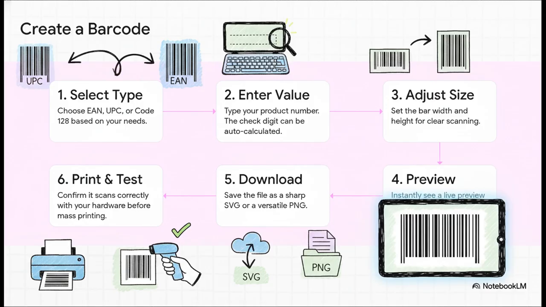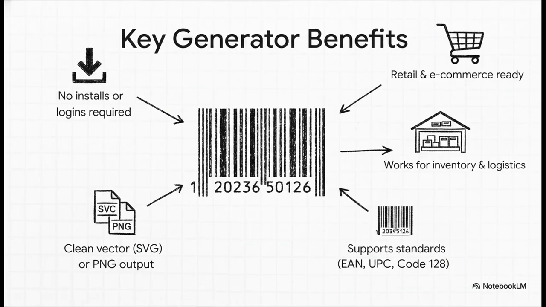It's literally that fast. And here's the most important part. These aren't toys. These are professional-grade tools. You're creating barcodes that meet the exact standards you need for retail. You can even generate custom codes, like Code 128, for your own internal inventory. And since there's nothing to install, it works on any computer, anywhere.